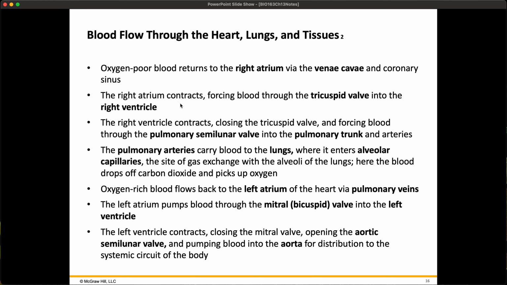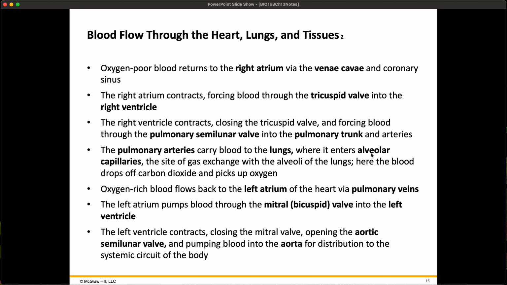The right atrium contracts a little bit and forces blood through the tricuspid valve, that right AV valve, into the right ventricle. That's then going to pump it through the pulmonary semilunar valve, into the pulmonary trunk and arteries, the pulmonary arteries. Those carry that deoxygenated blood to the lungs, where it goes into the alveolar capillaries.